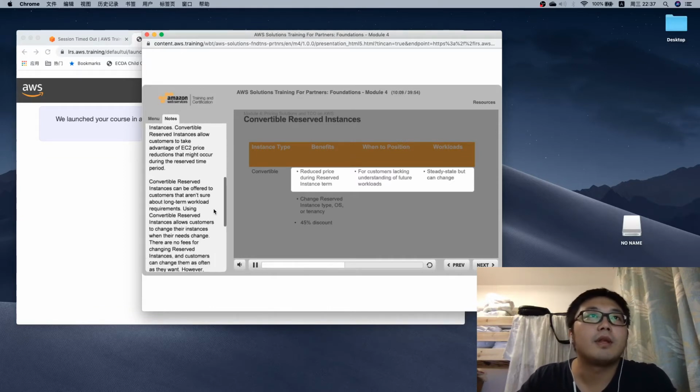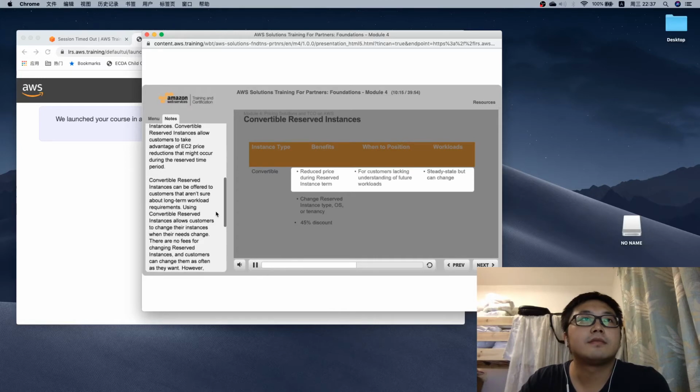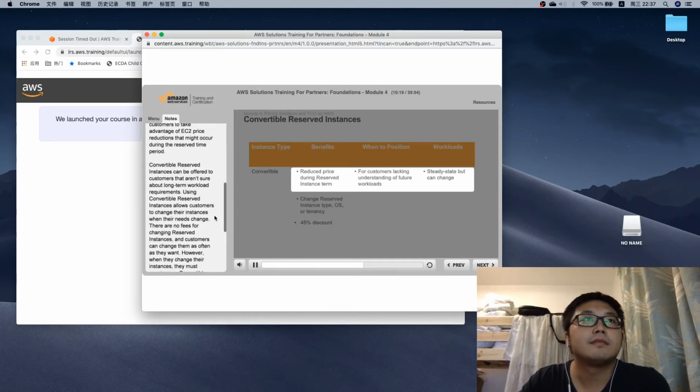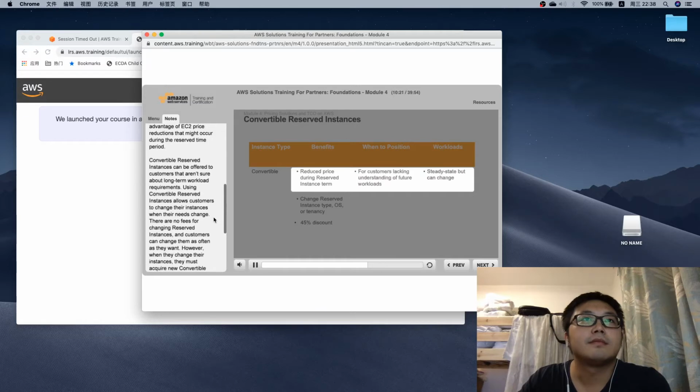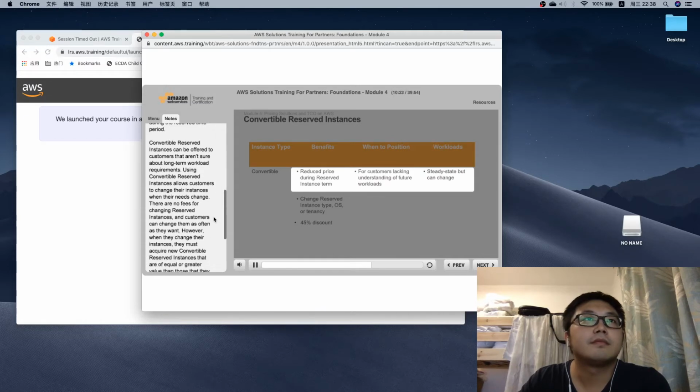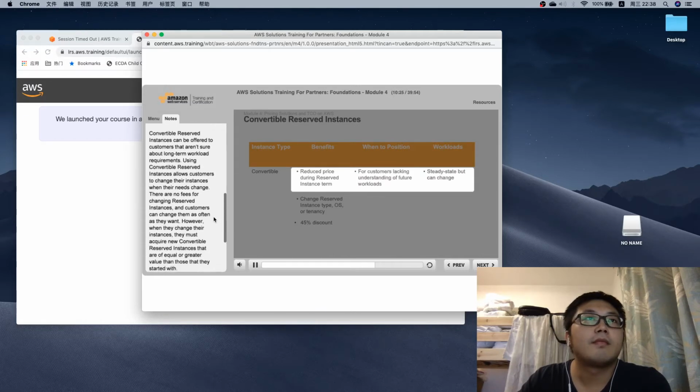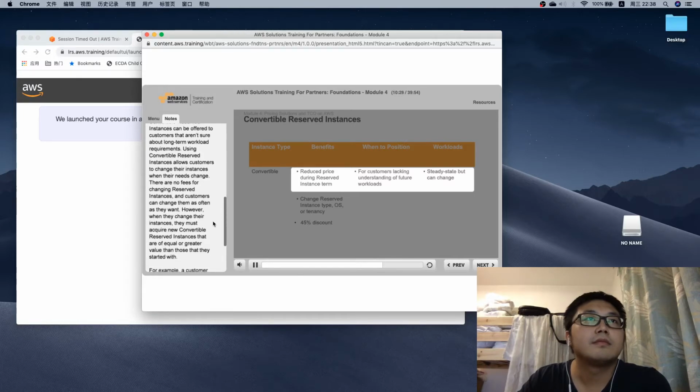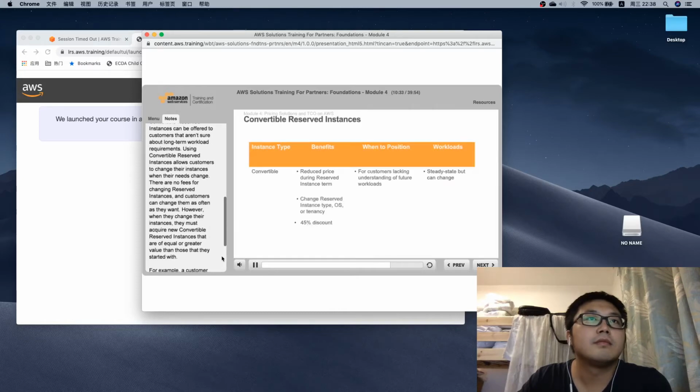Convertible reserved instances can be offered to customers that aren't sure about long-term workload requirements. Using convertible reserved instances allows customers to change their instances when their needs change. There are no fees for changing reserved instances, and customers can change them as often as they want. However, when they change their instances, they must acquire new convertible reserved instances that are of equal or greater value than those that they started with.